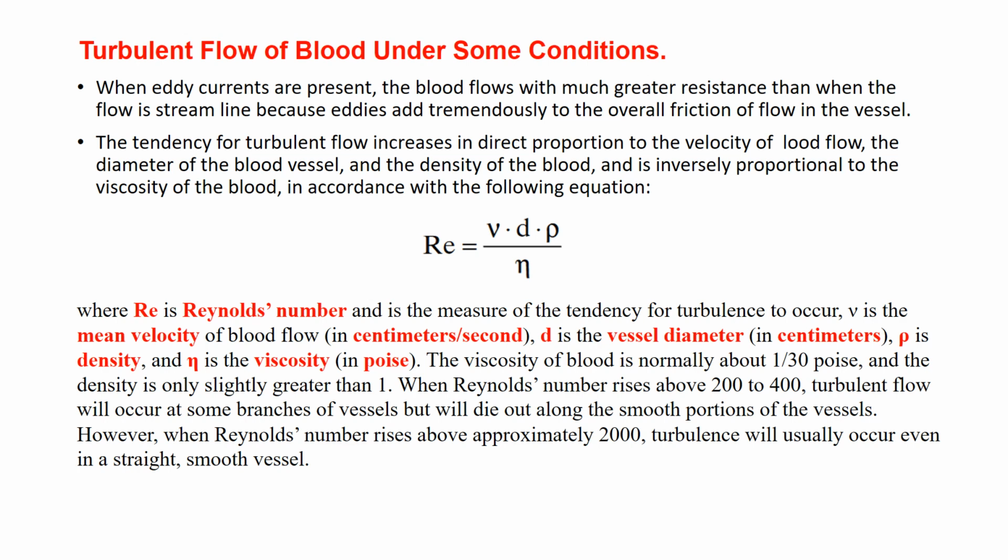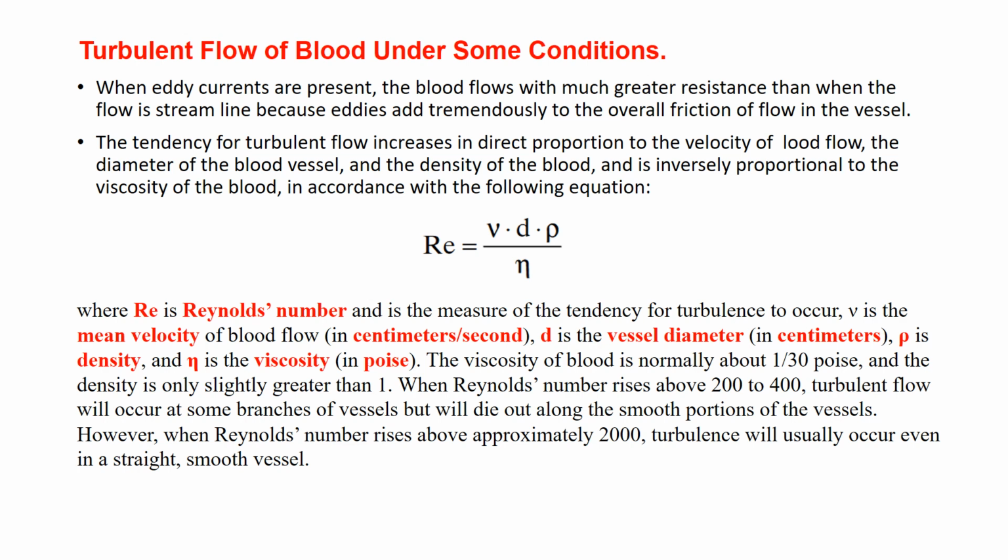where Re is Reynolds number and is the measure of the tendency for turbulence to occur, v is the mean velocity of blood flow, in centimeters/second, d is the vessel diameter, in centimeters, ρ is density, and η is the viscosity, in poise. The viscosity of blood is normally about 1/30th poise, and the density is only slightly greater than 1. When Reynolds number rises above 200 to 400, turbulent flow will occur at some branches of vessels but will die out along the smooth portions of the vessels. However, when Reynolds number rises above approximately 2000, turbulence will usually occur even in a straight, smooth vessel.